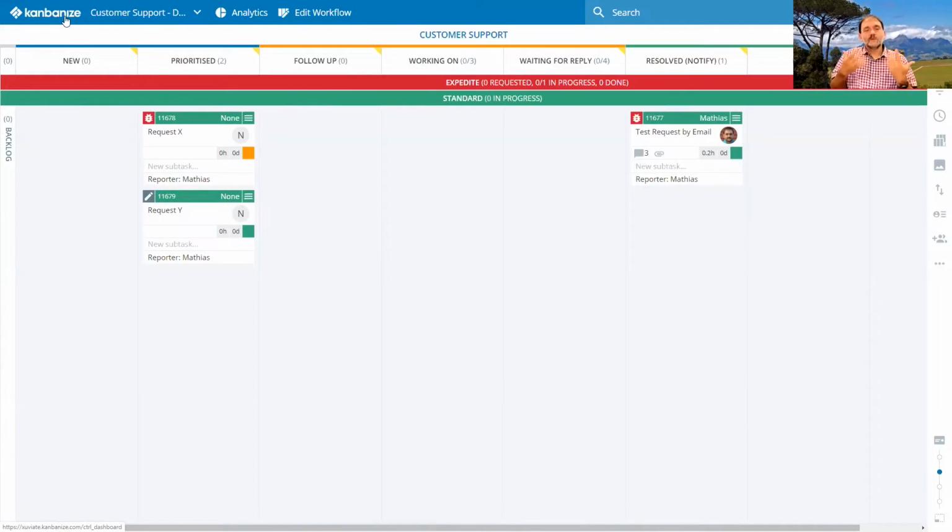Right, so here we have got a very basic support board using Kanbanize. You can obviously customize the workflow and add escalations, things like that. At the moment, I also only have 2 swim lanes with 2 types of tickets, a standard ticket and an expedite one, and I have populated it with 3 tickets.